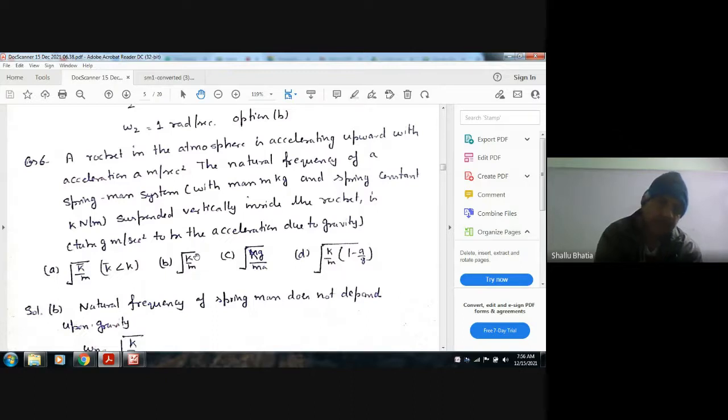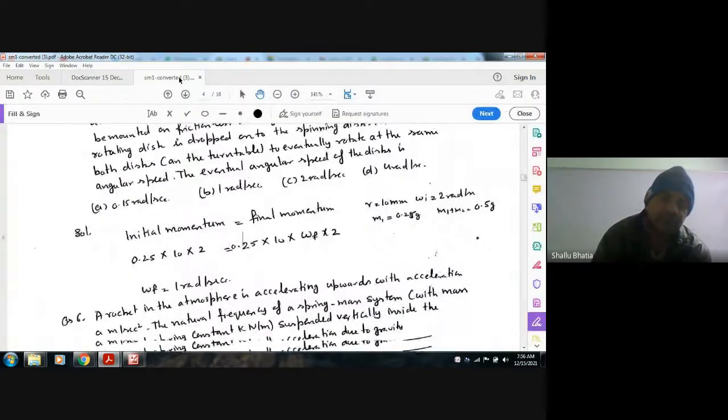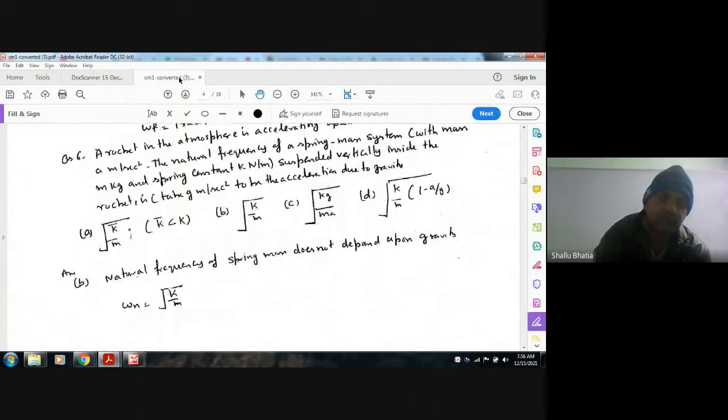Sorry, kg mg by ma. Okay. Sorry, g. mg by m, that is not the question. The k by m, 1 minus a by g. Okay. The natural frequency does not depend upon the g and a. It depends upon the k and m only. Okay. So the answer is root of k by m. So our answer is B.